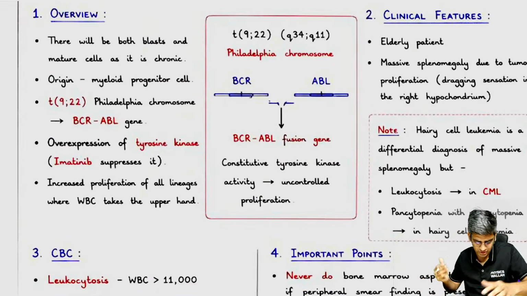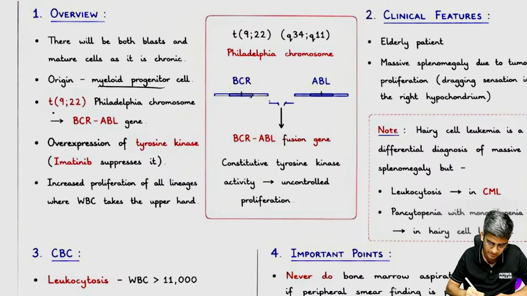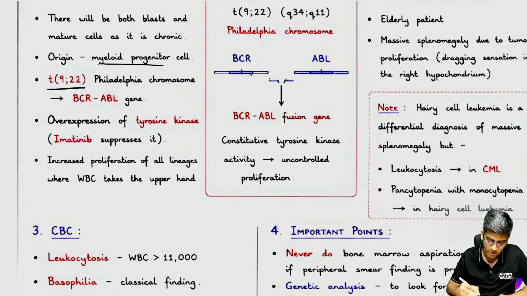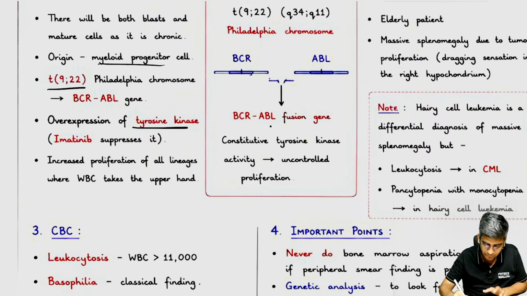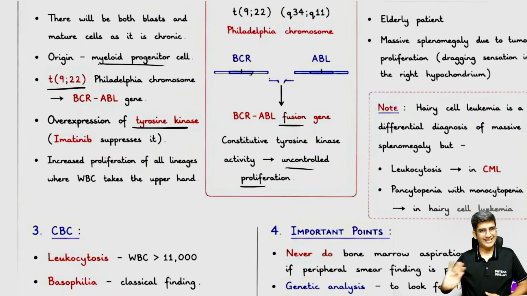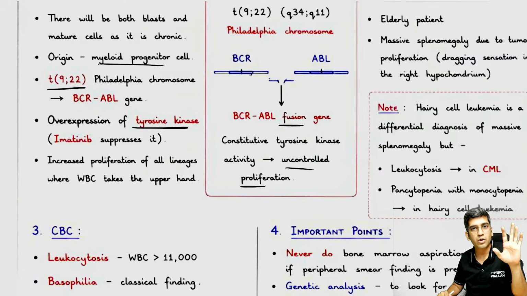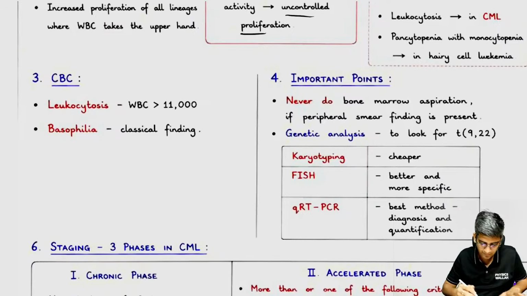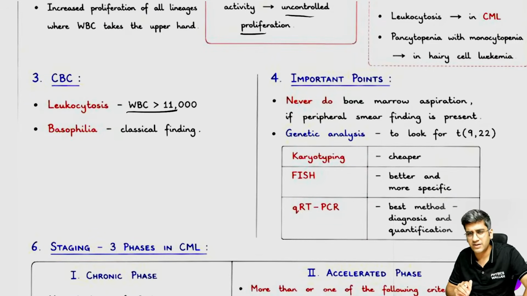You know this for sure. It originates from the myeloid stem cell. You'll have the classical Philadelphia chromosome, overexpression of tyrosine kinase. The fusion gene will produce the tyrosine kinase, which causes uncontrolled proliferation. Actually, everything proliferates, but WBC takes the upper hand in CML. CML should have leukocytosis. WBC count should be more than 11,000. It can be 1 lakh, 2 lakh, doesn't matter. It should be more than 11,000.